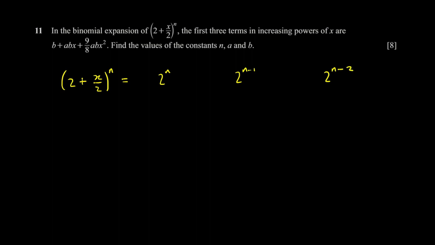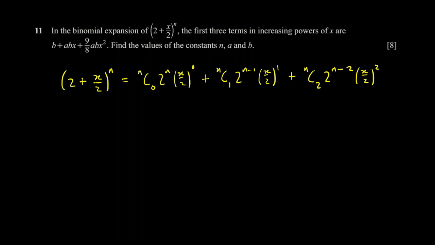And corresponding with that, I'm going to have the powers of x upon 2, which will be x upon 2 to the power of 0, x upon 2 to the power of 1, and x upon 2 to the power of 2. And then lastly, I'm going to have my coefficients, which are nC0, nC1, nC2. Now, you're probably watching this and wondering, hang on, why didn't I just write it out all in one go, left to right?